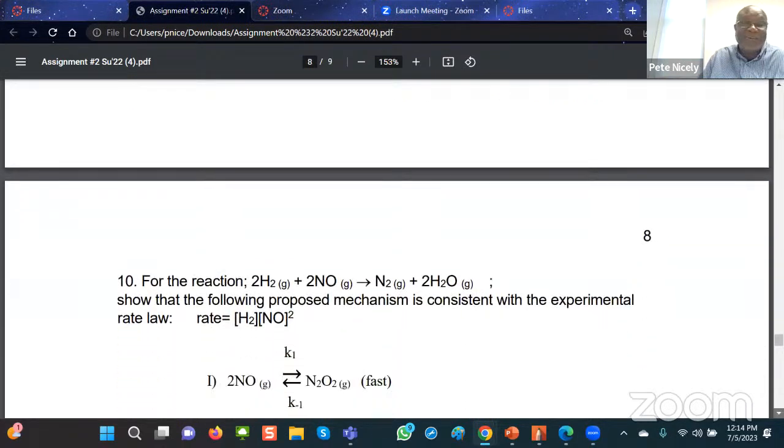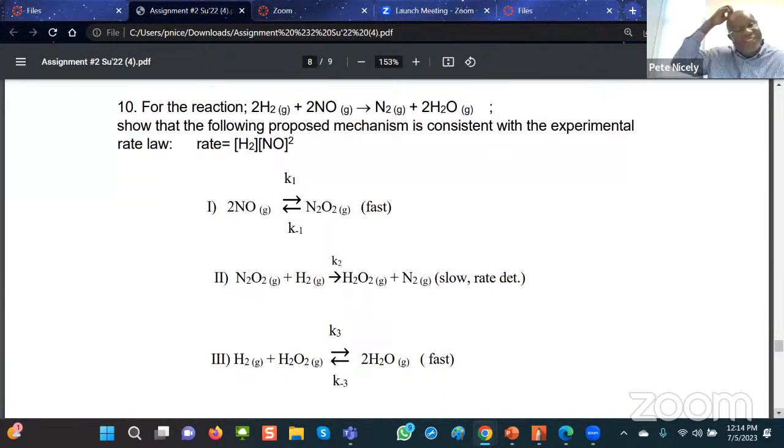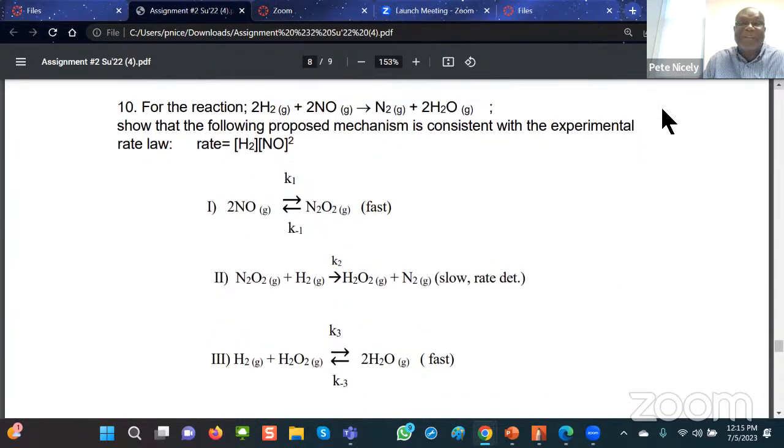Okay, what's up next is question number 10. So this is basically similar, I think, to an example I worked out in the video, and this is also in answer to a question that somebody asked earlier about the rate law not containing the intermediate, all right? So this question says, for the reaction, and it gives you the equation right here, show that the following proposed mechanism is consistent with the experimental rate law.